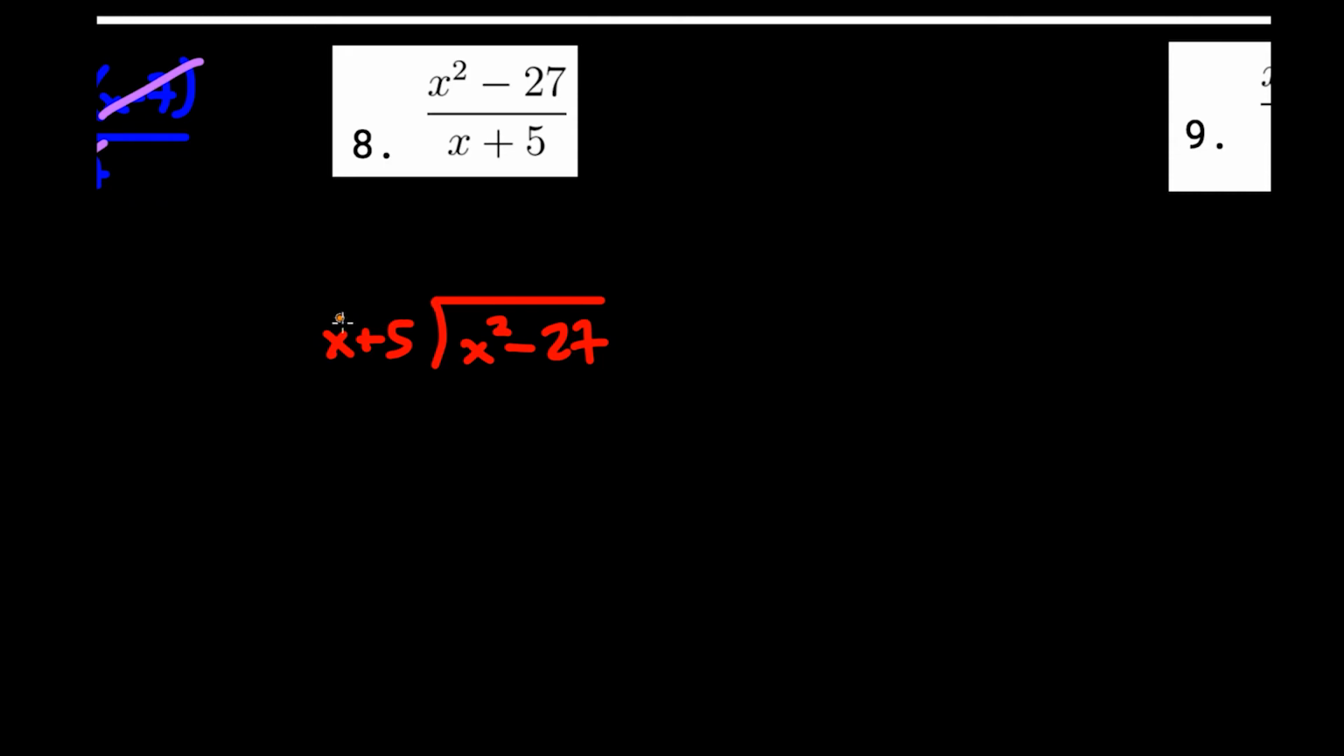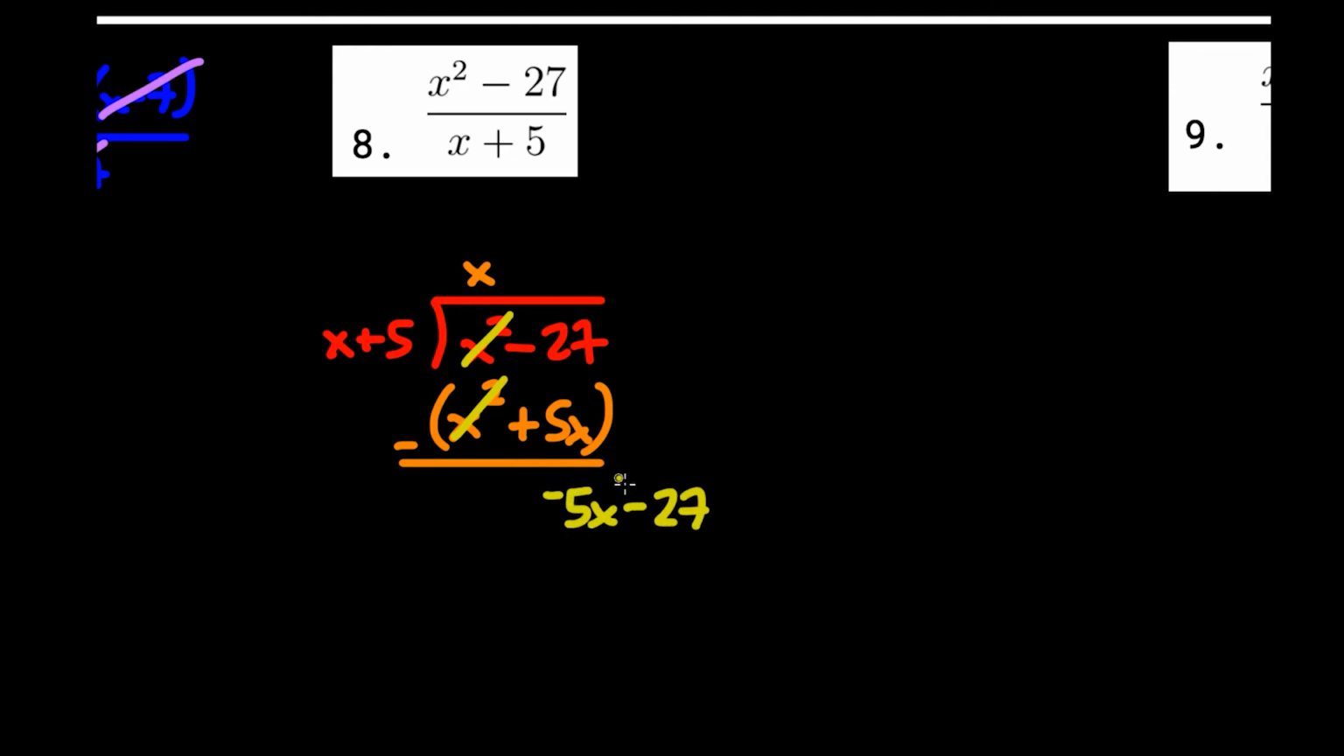Okay, leading term, what do you multiply x by to get x squared? Well, x. X times x is x squared, so it's going to be x squared plus 5x, and then you have to put this in parentheses and subtract. Okay, practice is important on this because you're just following that same process over and over again. So now it's going to be negative 27 minus 5x. So it's going to be negative 5x minus 27.